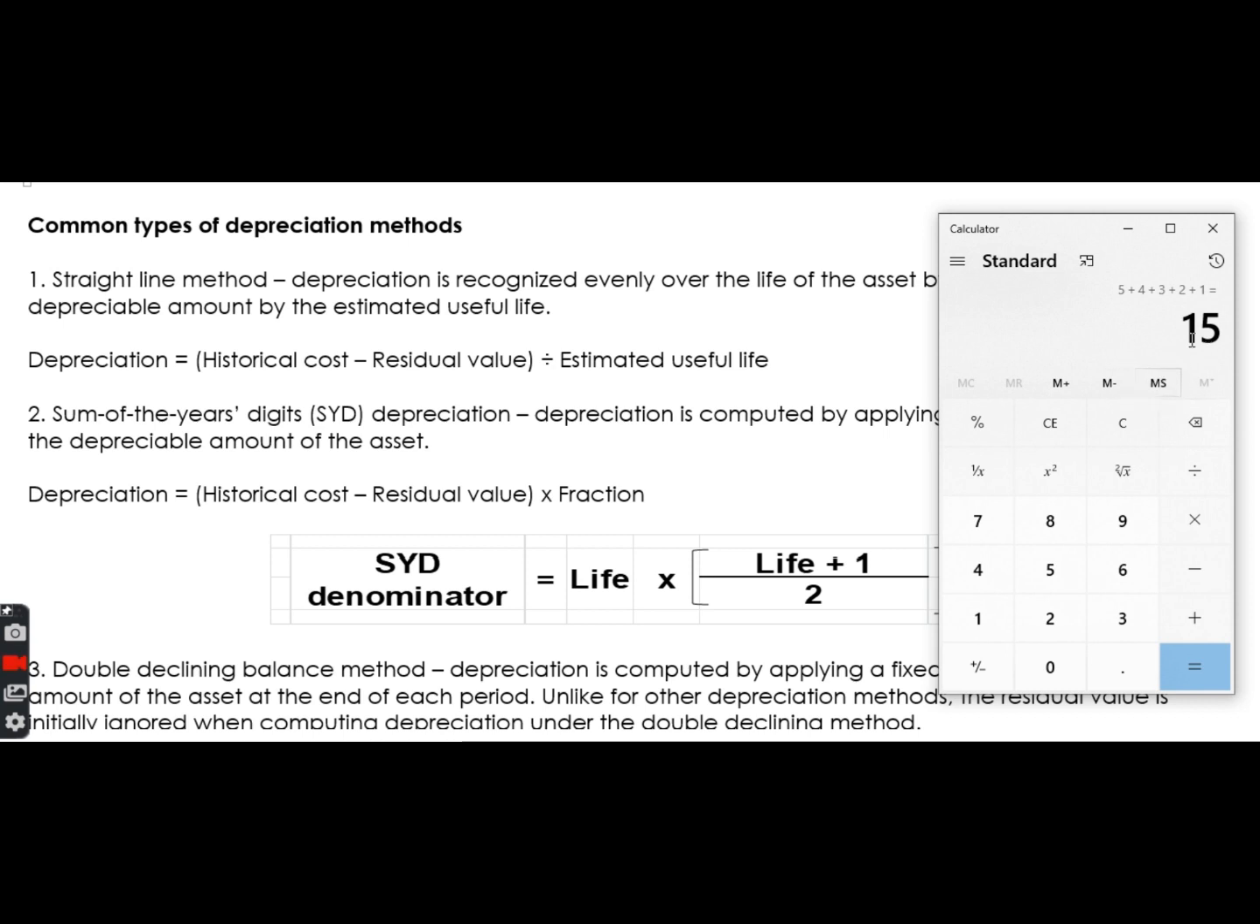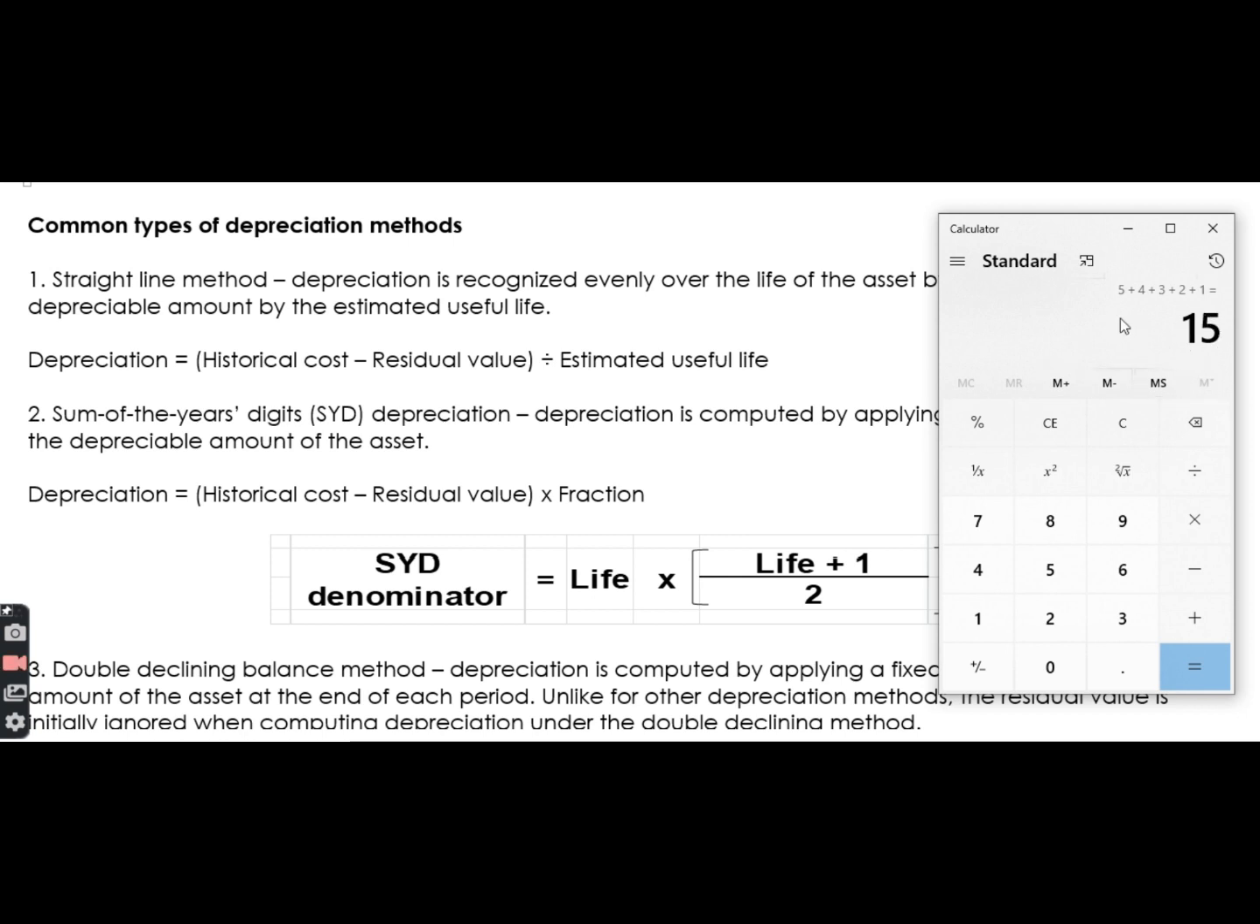Okay? Sa unang taon, kung unang taon yon may 5 pang naiwan, di ba? So, 5 divided by 15. Second year, 4 over 15. Third year, 3 over 15. Fourth year, 2 over 15. Tapos yung last year, 1 over 15. Ganun lang siya. Yun lang naman yung consideration natin dyan.